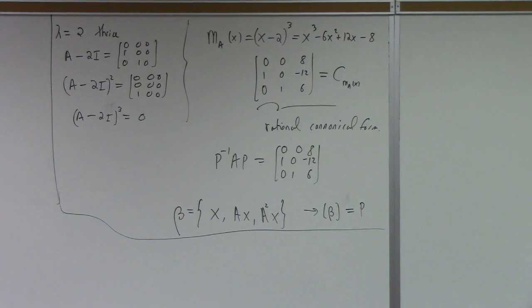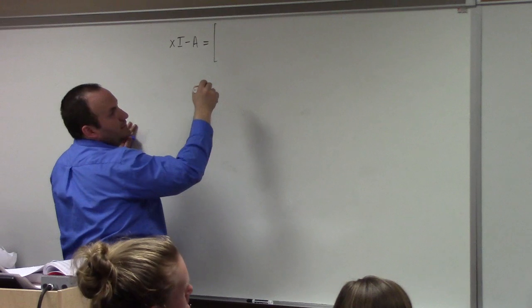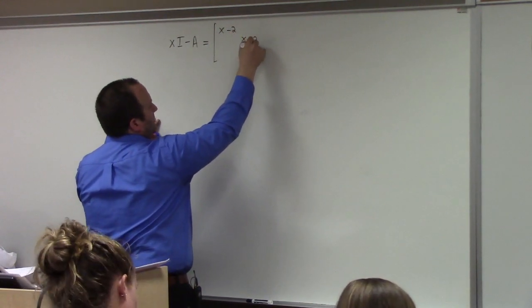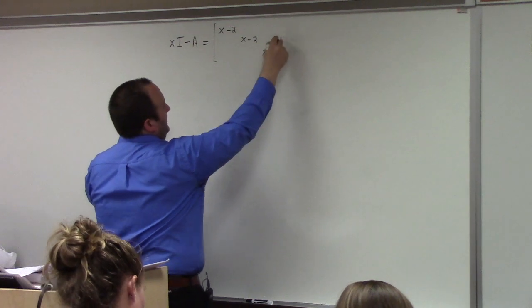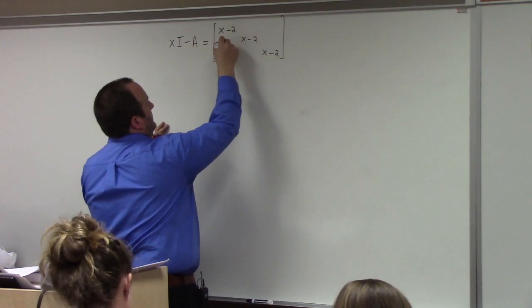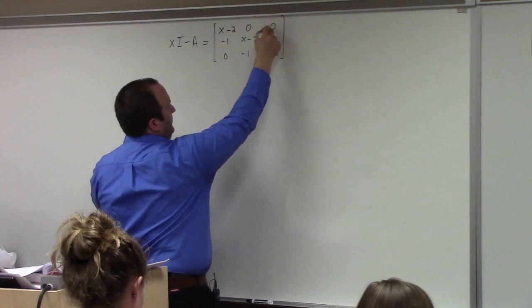Let's see here. Where do we go? What are we supposed to start with? xI minus A, right? Which is x minus 2, x minus 2, x minus 2 down the diagonal, and you've got minus 1's on the subdiagonal, and 0, 0, 0, and 0.